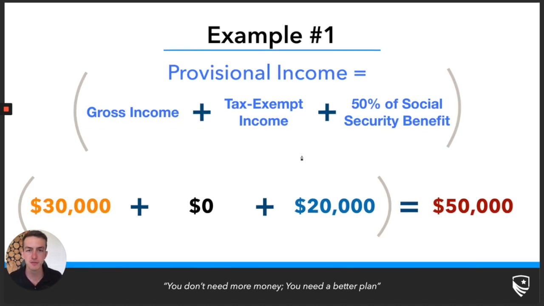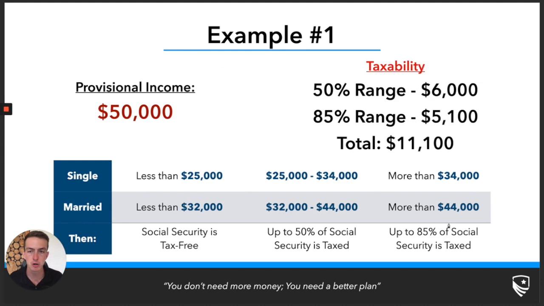Let's type it into this provisional income formula. They have $30,000 coming from IRA withdrawals. They have $40,000 coming from Social Security, but remember, only $20,000 of that is going to be included in this provisional income. So we add $30,000 together with $20,000. They don't have any muni bond interest in this example. So their provisional income is going to be $50,000. Now remember, they're married, so for this $50,000 number we're looking at the married provisional income table here. This $50,000 is obviously over the $44,000 range.